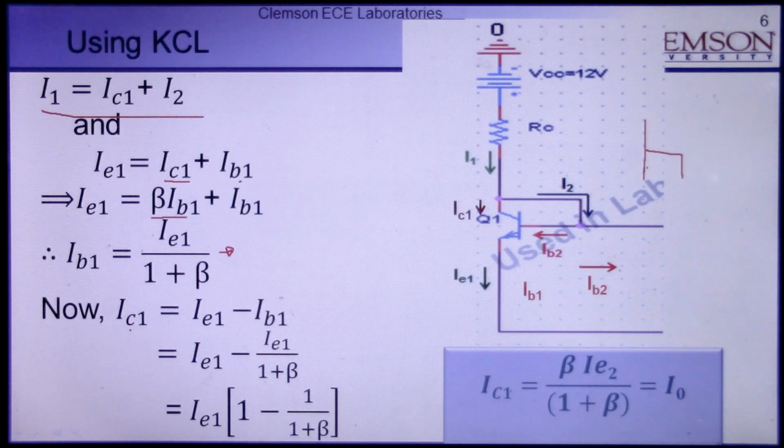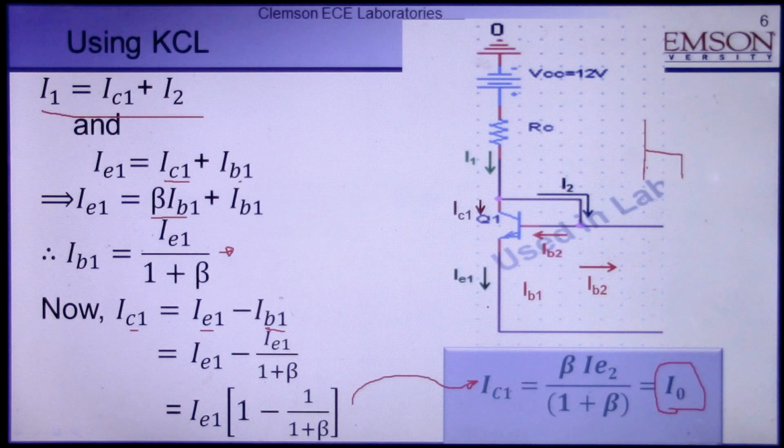Now, what is this collector current? The collector current is IE1 minus the base current. So the collector current is emitter current minus the base current, but a few moments ago we saw the base current is this equation, so we just replaced this base current with IE1 over 1 plus beta. So here we have IE1 and IE1. We can write something like this, and finally we can write the IC1 to be beta IE1 over 1 plus beta, and that is our I output.